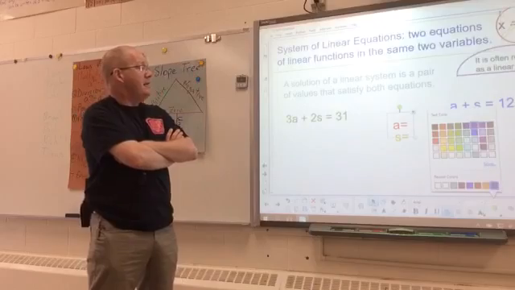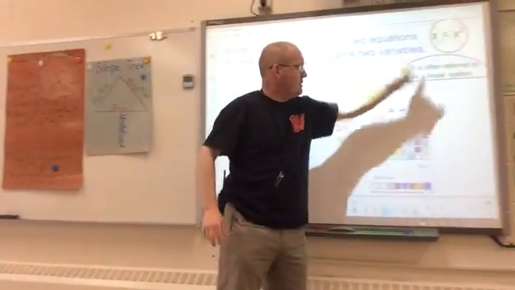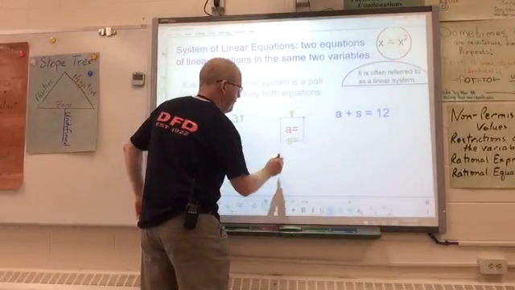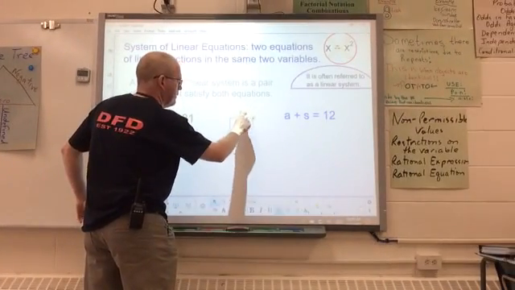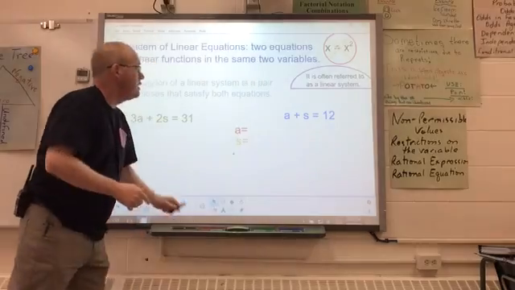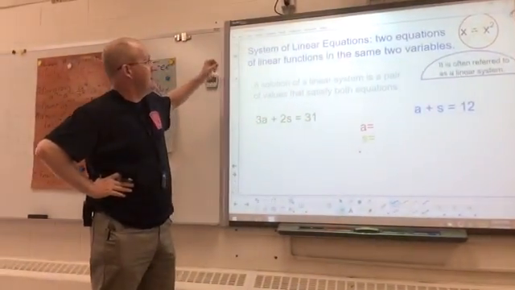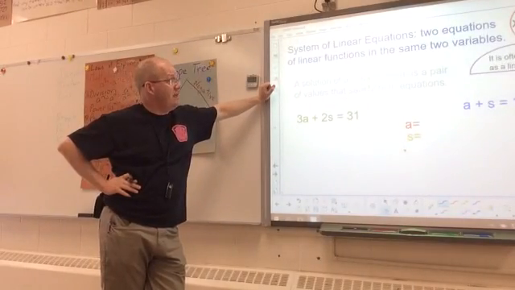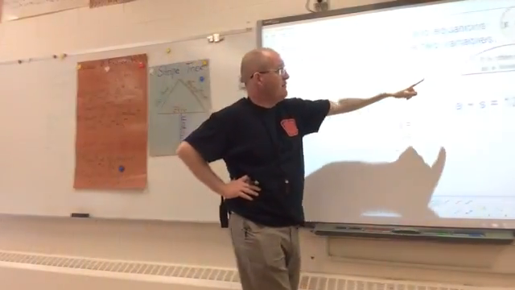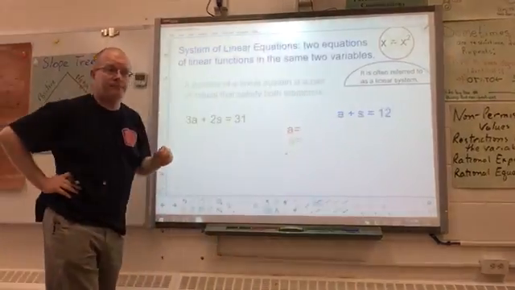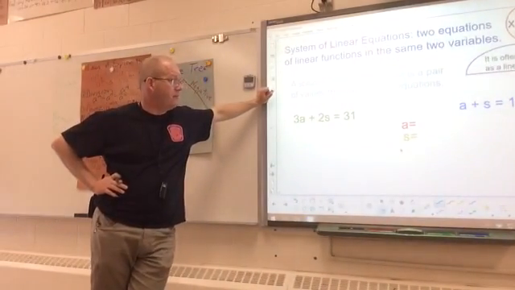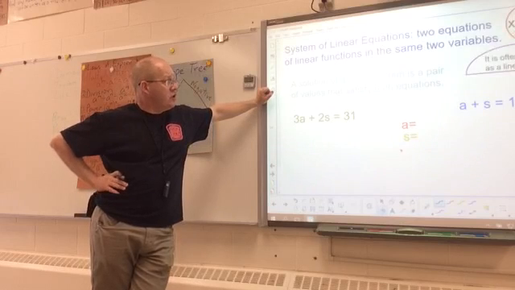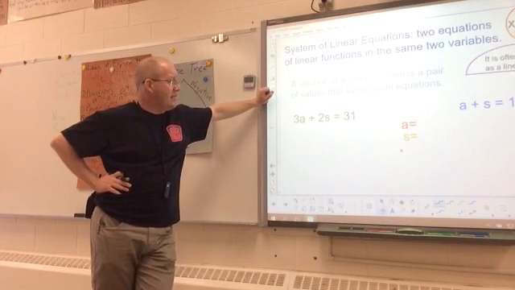Now, this is often referred to as a linear system. You might want to take notes on this part here. A system of linear equations, that's a definition you've got to know. 2 equations of linear functions in the same variables. It's often referred to as just a linear system. Now, a solution of a linear system is a pair of values that satisfy both equations.